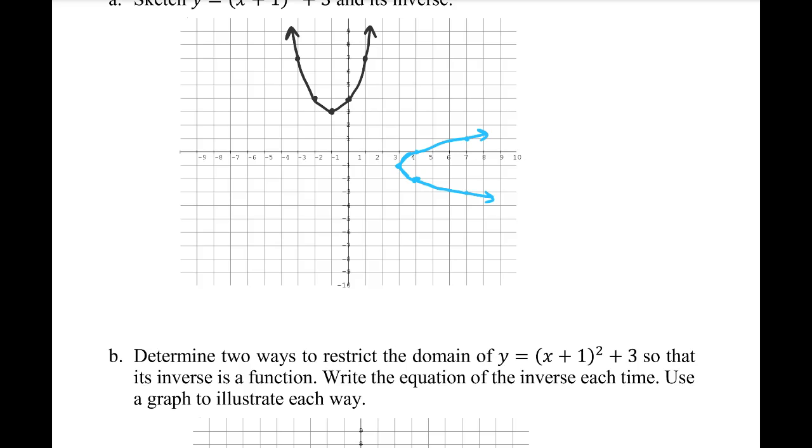Determine 2 ways to restrict the domain of y equals (x plus 1) squared plus 3 so that the inverse is a function. Write the equation of the inverse each time. Use a graph to illustrate each way.